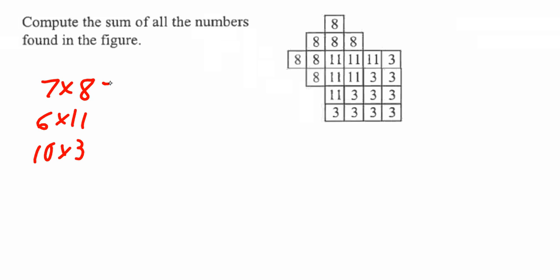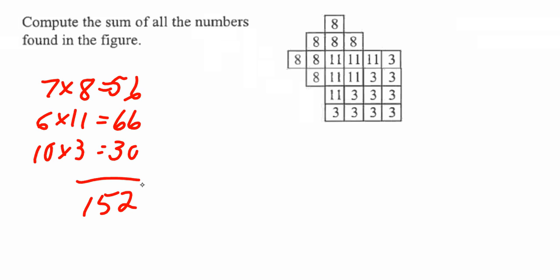And then just do a quick computation and add these up, and you'll get 152. That'll be the sum of all of these numbers. So it's really just adding all the numbers, but this is a fast way of getting that answer.